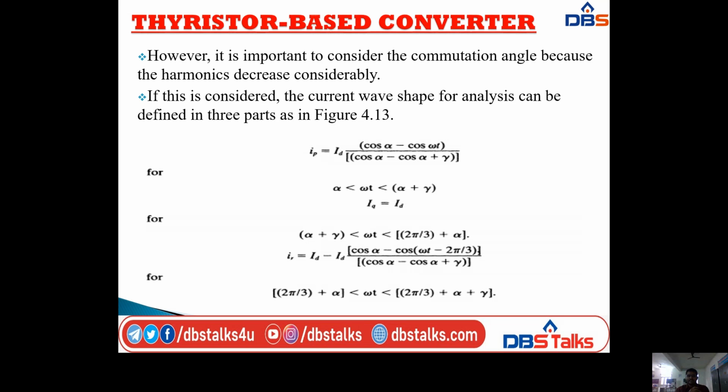And this is for alpha plus gamma less than omega t less than 2 pi by 3 plus alpha. So next IC is equal to ID minus IP, which is ID minus ID of cos alpha minus cos omega t minus 2 pi by 3 by cos alpha minus cos alpha plus gamma. This is for 2 pi by 3 plus alpha less than omega t less than 2 pi by 3 plus alpha plus gamma. So like that the current wave shape is divided into three parts.